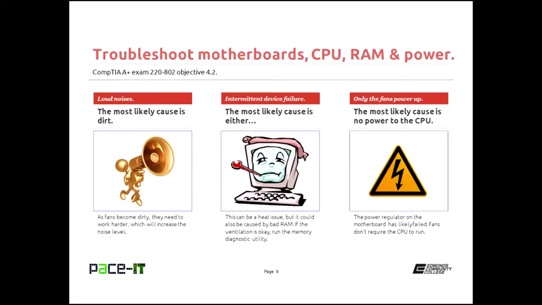So how about intermittent device failure? Well, the most likely cause there is either going to be heat or it could be bad random access memory. If your ventilation is okay, you've looked inside the case, there's not a whole lot of dust and debris buildup, you have pretty good airflow, then it's a pretty good chance that your device failure is being caused by bad random access memory.